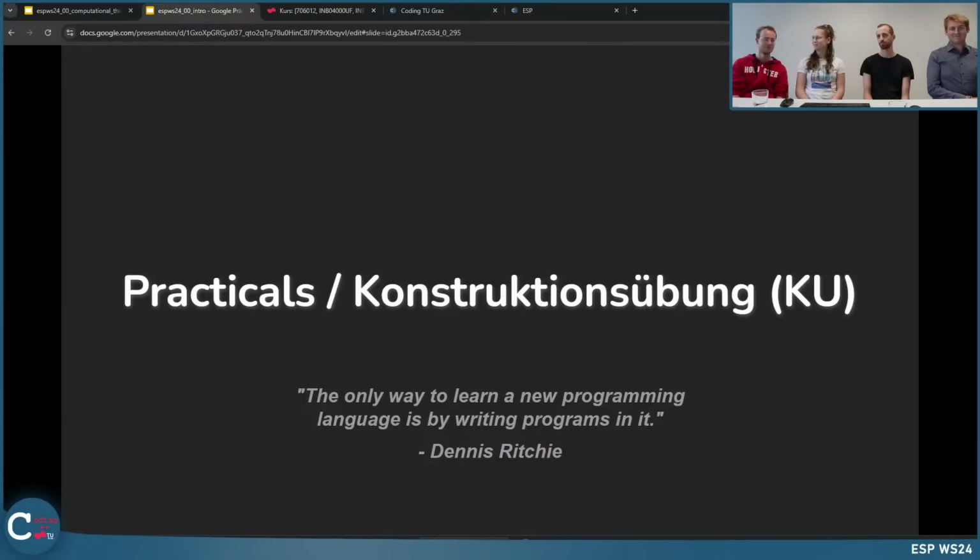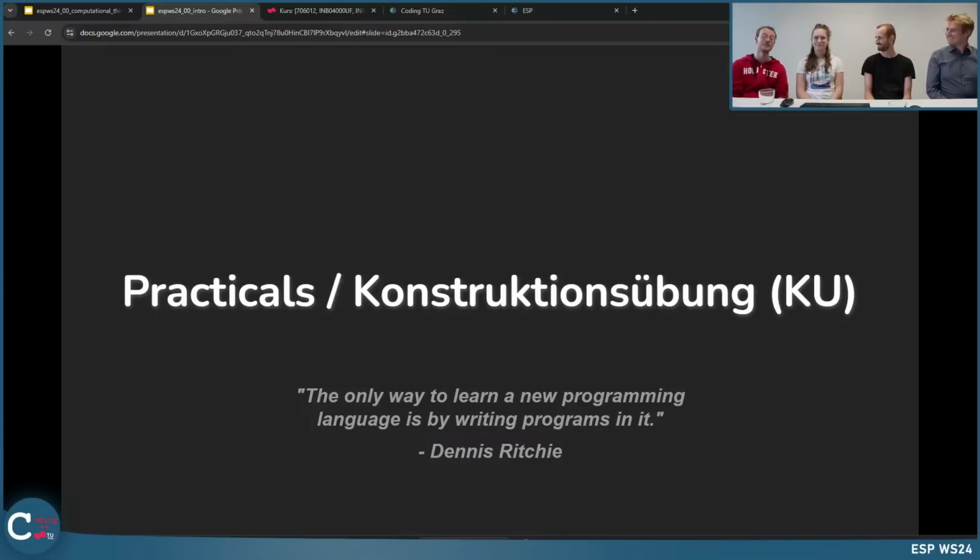So, as the quote says here, the only way to learn a programming language is writing programs in it. Just having us talking about C and talking about programming is nice, but you do not really learn programming by just watching other people programming. This is why Dennis Ritchie said that. By the way, he is one of the founders of C, so he knows what he's talking about.